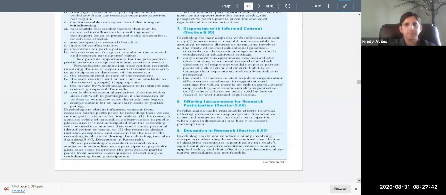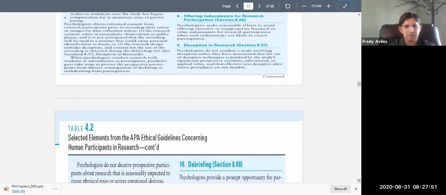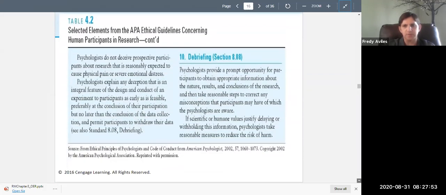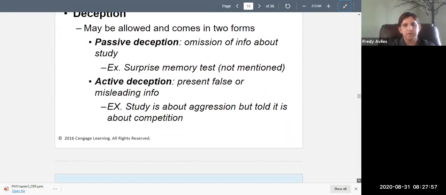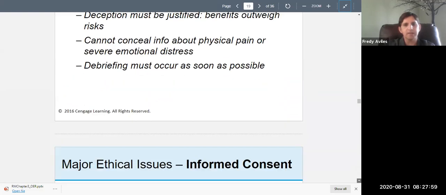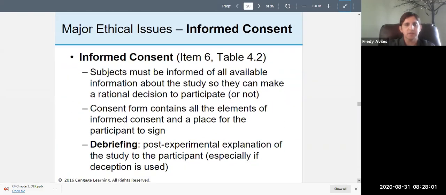Okay. When you don't need informed consent, when you offer inducements for research, there are guidelines about that, and guidelines about if you use deception. A lot of research involves deception, in the last section on debriefing. So we mentioned no harm and we mentioned deception. And so we need to go now into informed consent, which is a major issue.